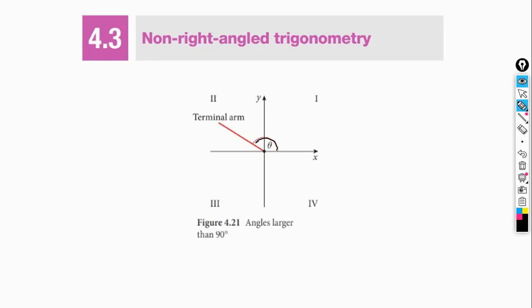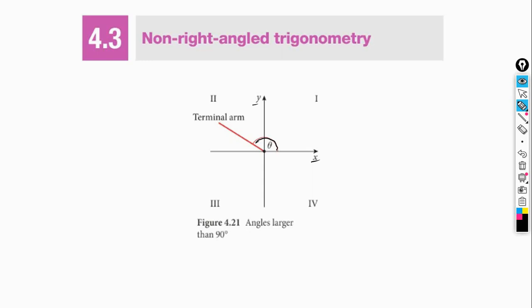Now this angle is obviously in a Cartesian plane. As you can see, there's an x-axis and a y-axis. But basically what you have to pay attention to in this figure is the fact that angles, when they are positive, are measured counterclockwise. So that means from right to left.